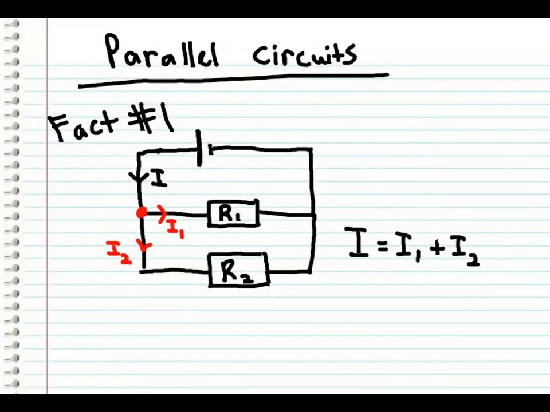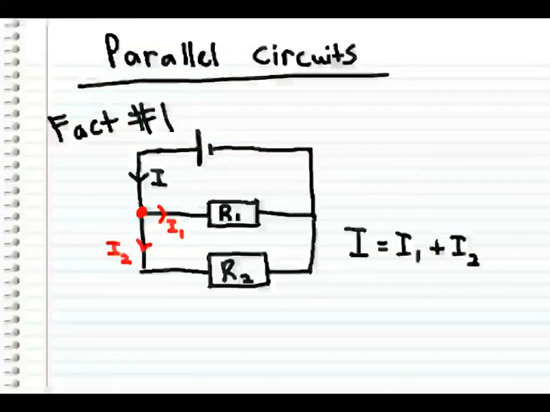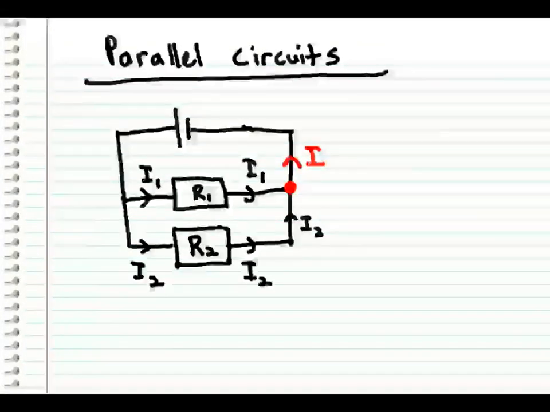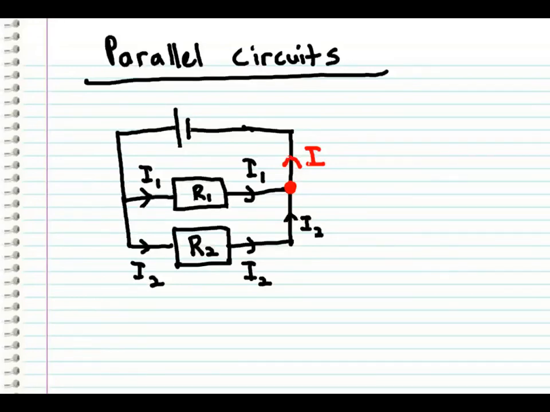Fact number 1: when the current from the battery goes to the red junction, it can either go to R1 or R2. Therefore, this current will split into 2 currents. And when you add back the 2 currents, it will give you the original current from the battery. So, the current I1 that flows through R1 and the current I2 that flows through R2 will recombine at the red junction to produce the original current I.